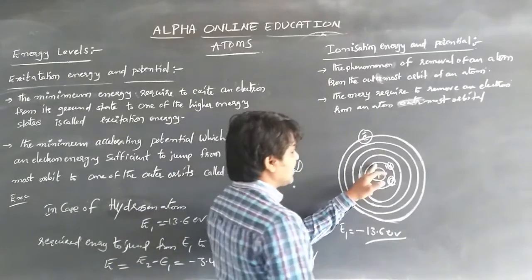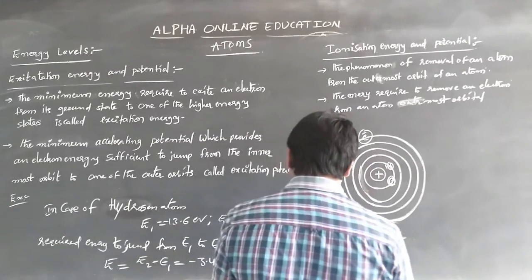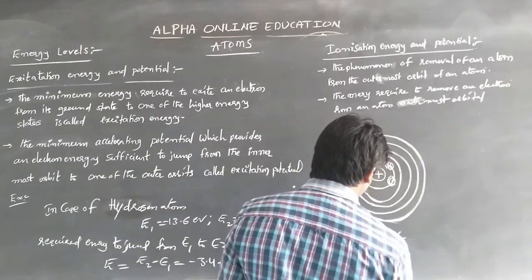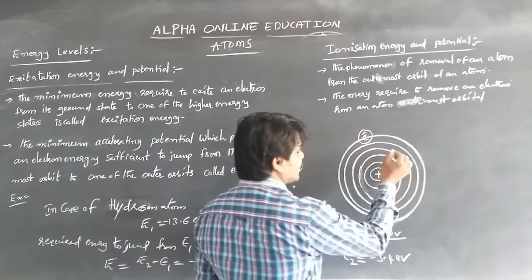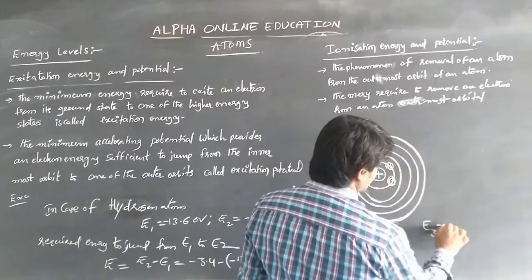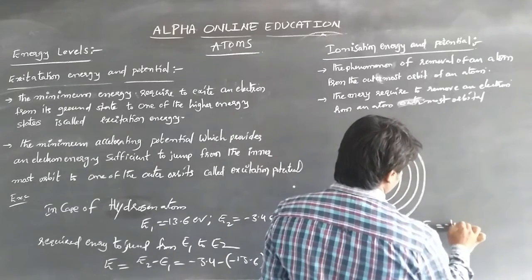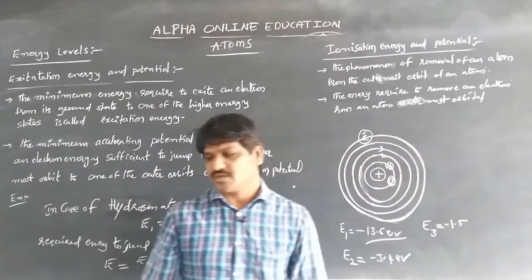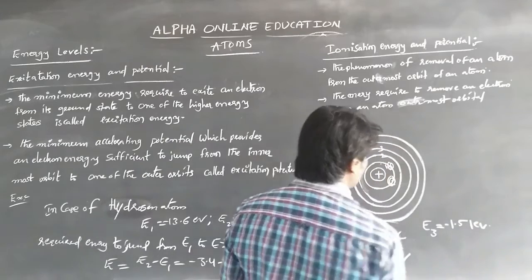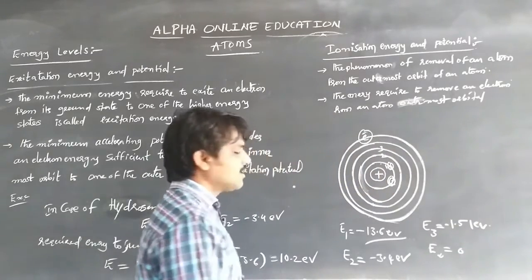If the electron is in the second orbit, the energy level is minus 3.4 electron volts. At the third energy state, E3, the third orbit has an energy level of minus 1.5 electron volts. And E infinity is 0.